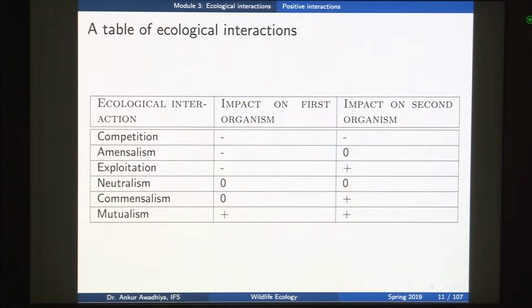And finally, we have the interaction called mutualism. Now, mutualism is a relation where both the organisms are getting benefited. So, to sum up, here we have 6 different kinds of ecological interactions: competition, amensalism, exploitation, neutralism, commensalism and mutualism.